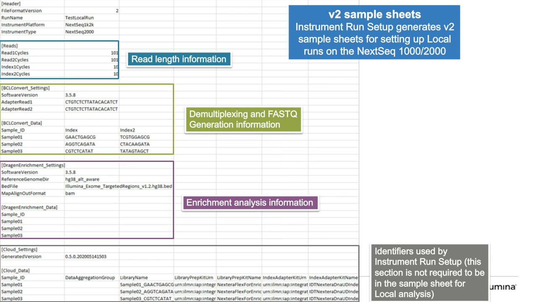Now, next in gray, this section is actually not necessary for local analysis, but I wanted to make you aware that this section does exist. So this is going to be the cloud settings. So if you were to export a hybrid sample sheet, you would see these cloud settings at the bottom. Now, this information is useful, of course, for cloud mode analysis.